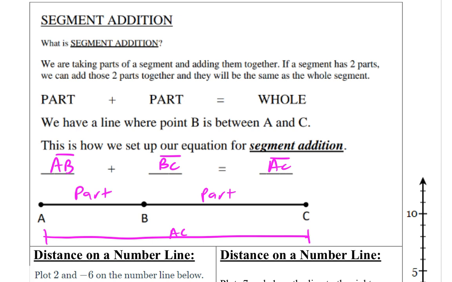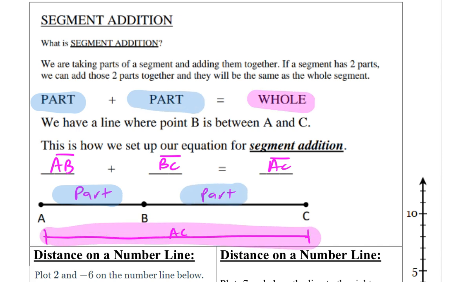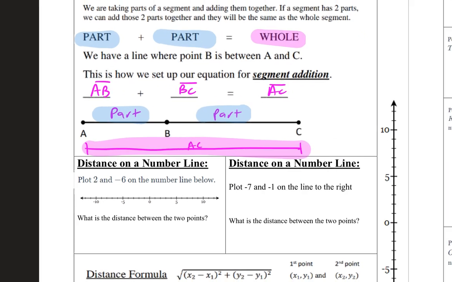So the part plus the part equals the whole, right? And so that's the basics of what we're talking about today. This part plus this part equals the whole thing, right? I'm going to say this part plus this part equals the whole thing. All right, part plus part equals whole. All right, so if we got that, then we're in good shape.